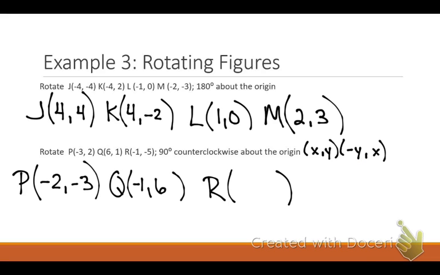All right, what's R going to be? Someone raise your hand and tell me. Jeremiah? Okay, so because 5 was negative, and my key says to do the opposite, now it's positive 5, but I do not change the sign of my X. My X is still the same. I flip them and I do the opposite of Y when I'm rotating 90 degrees counterclockwise. Okay?